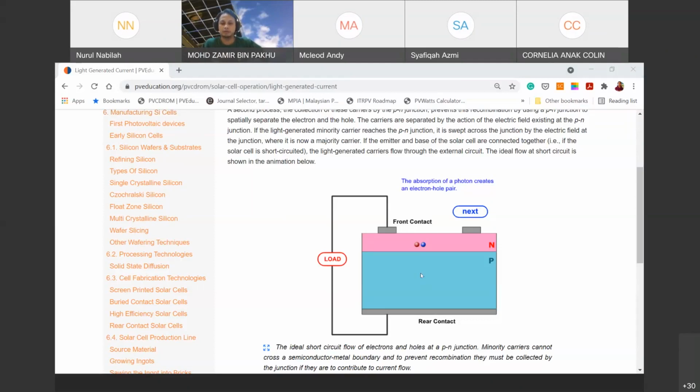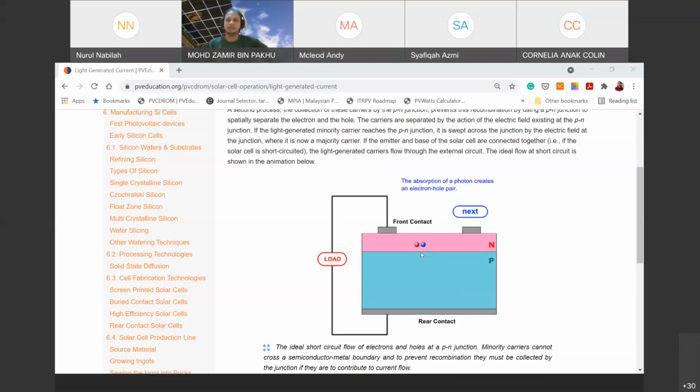On the other hand, the problem is really for the electron. In order for it to be collected by the electric field at the junction and cross to n-type, if the point of generation is really here, then it has to cross from here to there. So this is pretty much the distance it has to travel in order to be collected by the junction.